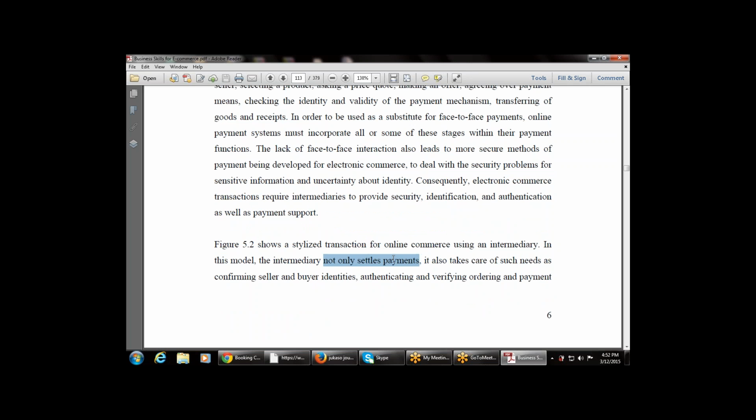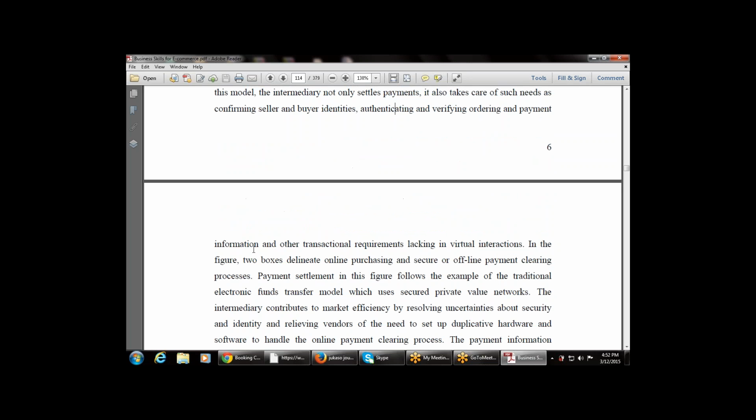In this model, the intermediary not only settles the payments, but it also takes care of such needs as confirming the seller's and buyer's identity, authenticating and verifying ordering and payment information, and other transactional requirements that are lacking in virtual interactions. So this simply says how the e-payment system is used as compared to the traditional, that is the conventional system.